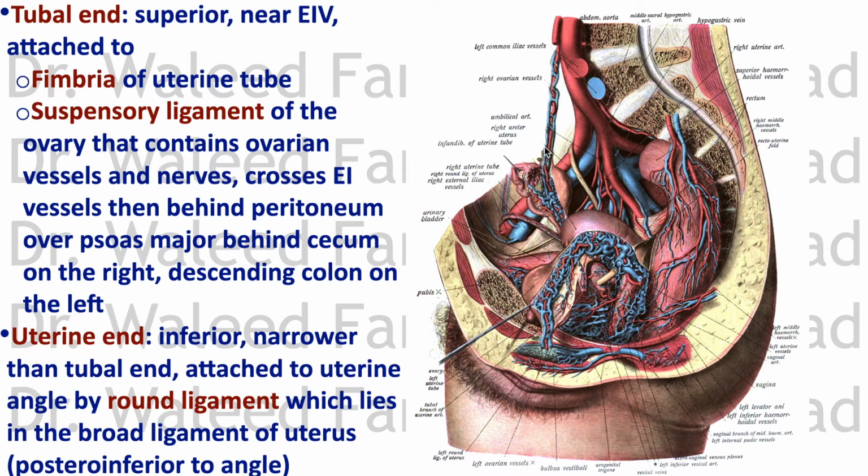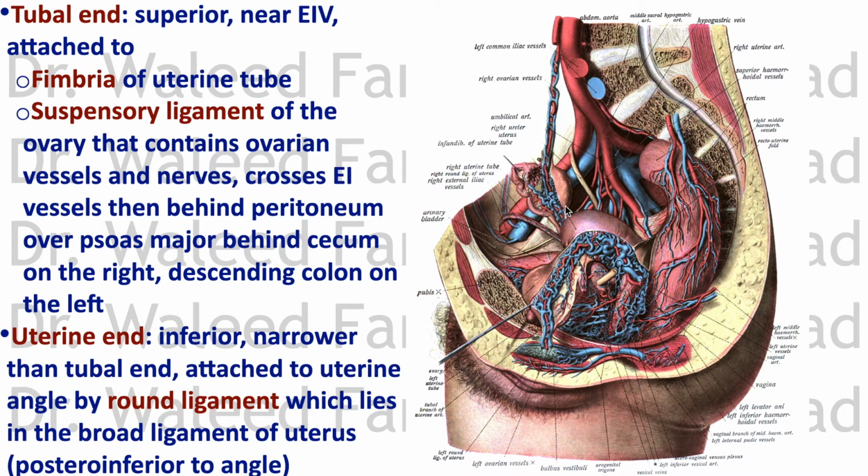The suspensory ligament of the ovary comes from lateral to medial and carries the blood vessels and nerves that supply the ovary. It crosses the iliac vessels and then runs behind the peritoneum over the psoas major, behind the cecum on the right side and the descending colon on the left side. It's a fold of peritoneum that contains the ovarian vessels and nerves.